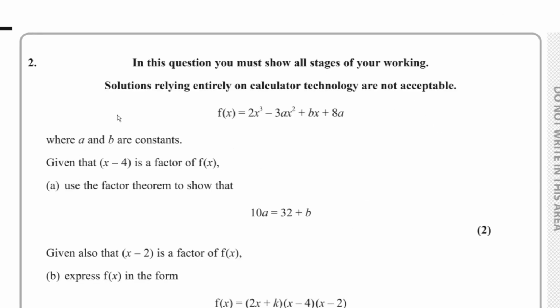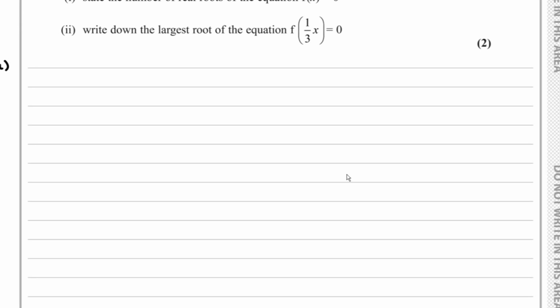Question 2. f of x equals 2x cubed subtract 3ax squared plus bx plus 8a, where a and b are constants. Given that x subtract 4 is a factor of f of x, part A: use the factor theorem to show that 10a equals 32 plus b. If x subtract 4 is a factor of f of x, that means if we set x subtract 4 equal to 0, we can see that x equals 4.